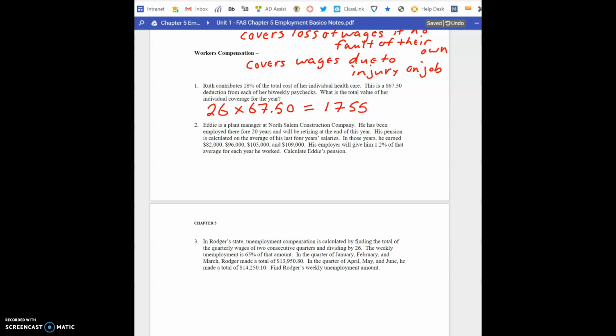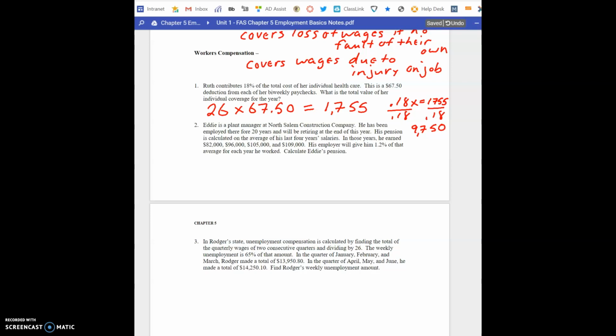Now, she only contributes 18% of that. So of the $1,755, 18% as a decimal is 0.18, times an unknown value x equals $1,755. You're going to divide both sides by 0.18, which gives you a total value of $9,750. That's how much her premium is for her health insurance. Now she only pays $1,755 of that. The rest of the money the employer would pay for.